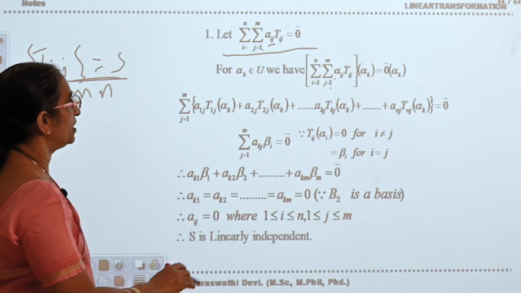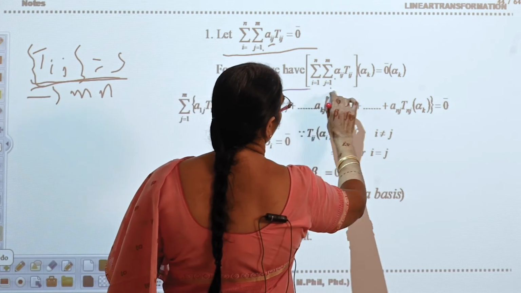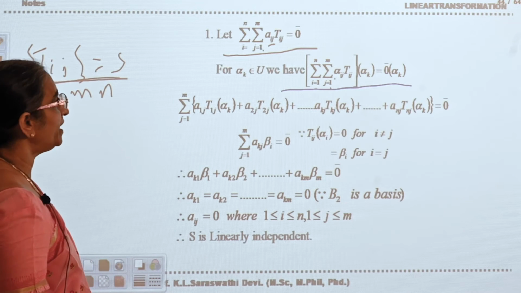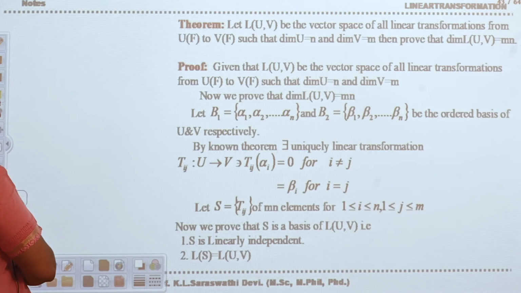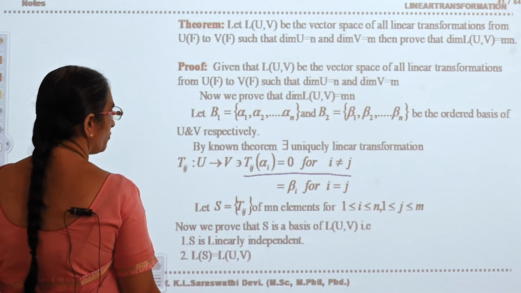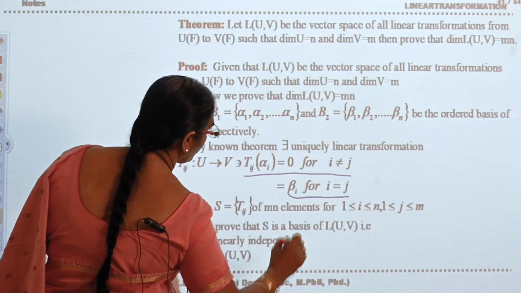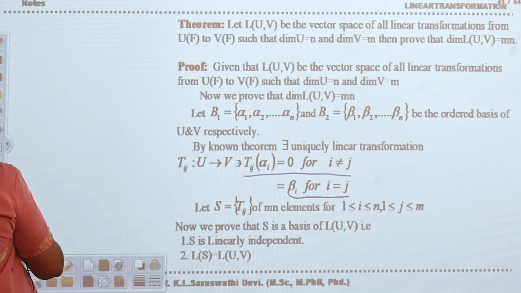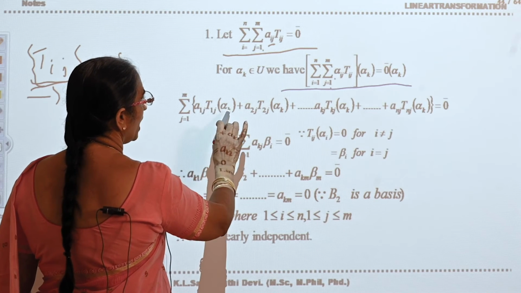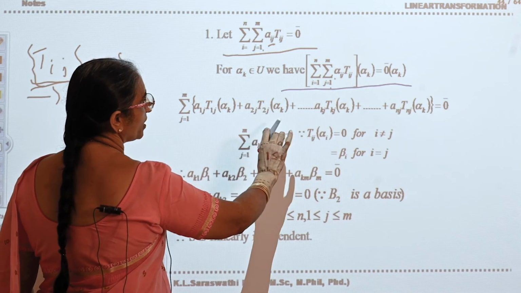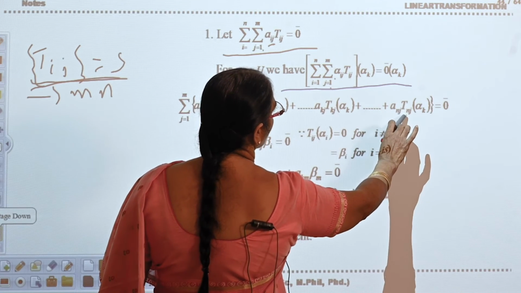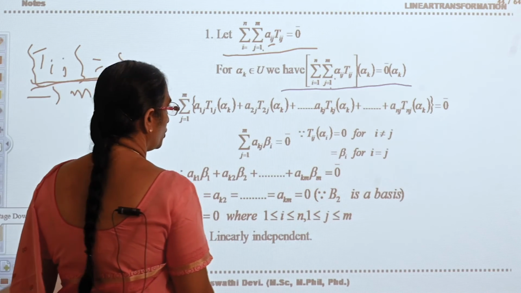Considering the linear combination of the elements of the set S, you are equating it to 0 bar. Now, by applying the definition of linear transformation, Tij alpha i is equal to 0 for i not equal to j, and it is equal to beta i for i equal to j. You apply this definition, you will write it as A1j T1j alpha k, A2j T2j alpha k plus so on, Akj Tkj alpha k plus so on, Anj Tnj alpha k is equal to 0 bar.